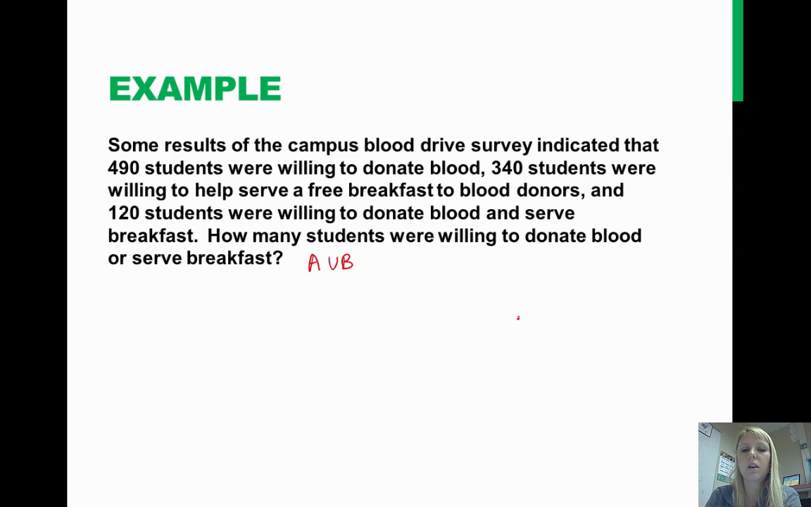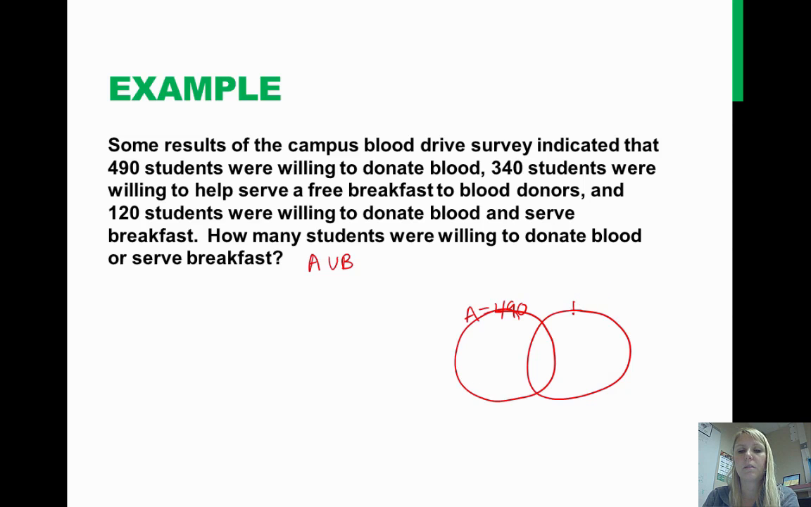If we were to draw a Venn diagram, we'll say that A are the students willing to donate blood, and we know that there's 490 of them total. And I'm just putting this on top. I'm not putting it inside because it's the entire circle. B are the ones that are willing to serve breakfast. There's 340 of them. And the intersect part, there's 120. These are students that are willing to do both. So the question was, what is the total inside the two circles together?